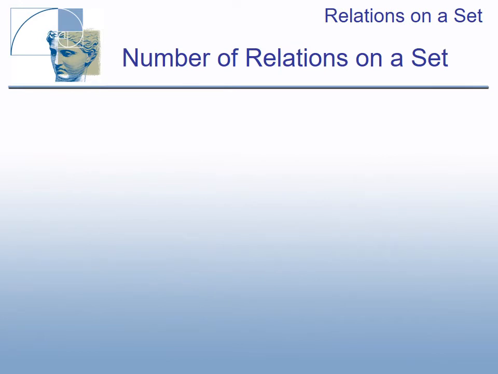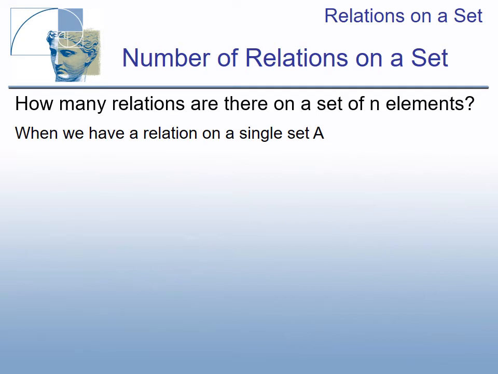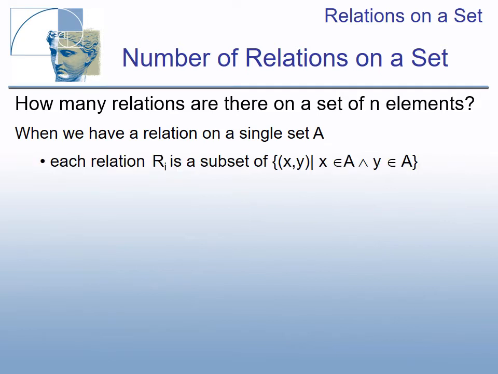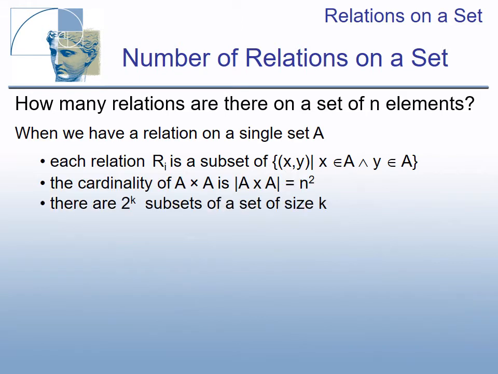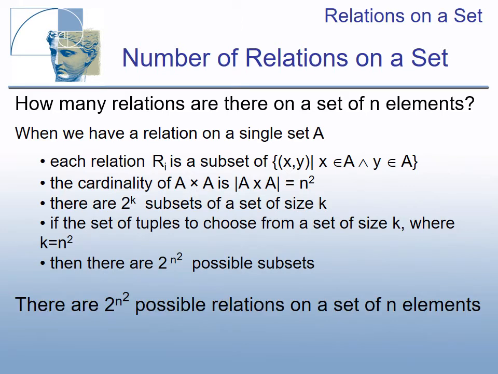Now let's try to answer such a question. How many relations are there on a set of n elements? When we have a relation on a single set A, each relation is a subset of the Cartesian product. The cardinality of this Cartesian product is n squared. There are 2^k subsets of a set of size k. If the set of tuples to choose from has size k, where k is equal to n squared, then there are 2^(n²) possible subsets. So it means there are 2^(n²) possible relations on a set of n elements.